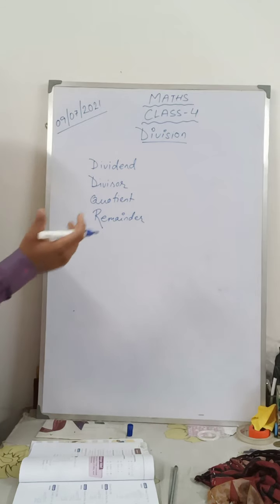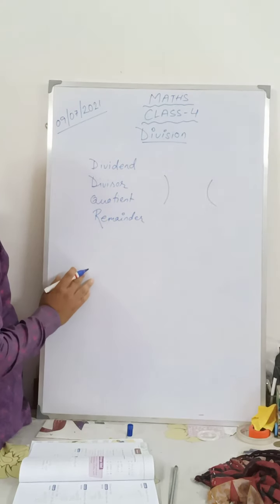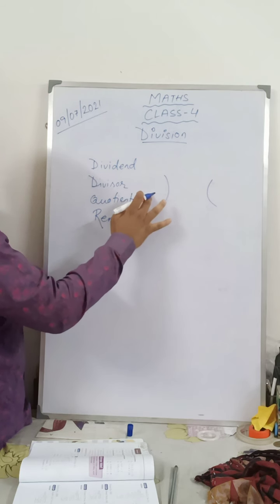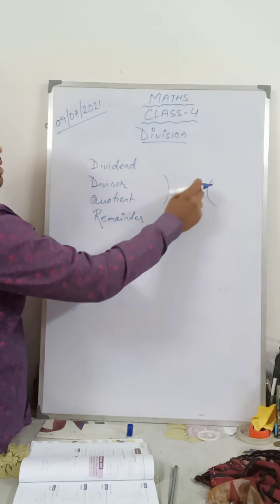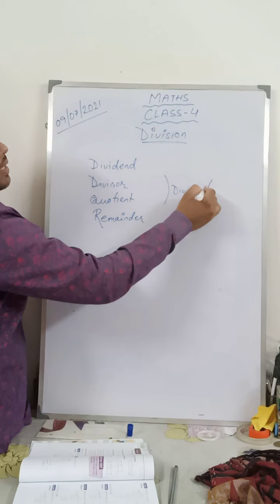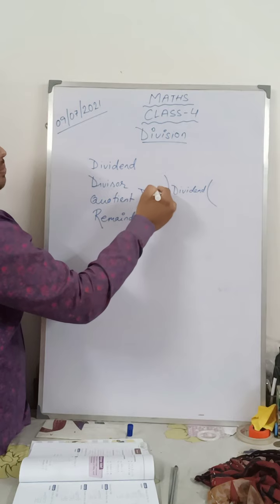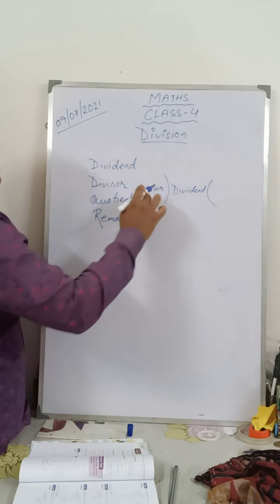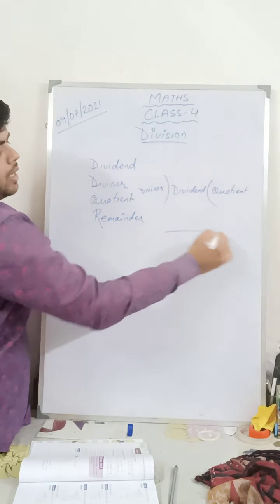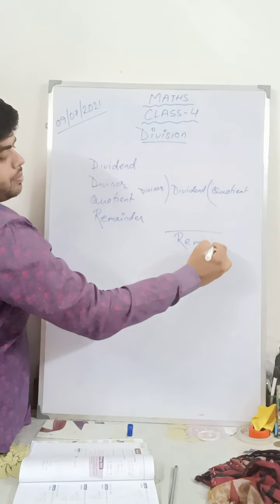Now you all must have done division earlier. So when you divide, we do this pattern. We write a number here, and if this number is divided by some other number, the first thing, this is the dividend. Whatever number is divided is the dividend. By which number you divide, that is the divisor. Next, whatever answer you get, that is the quotient. And if there is any leftover remaining, that is the remainder.